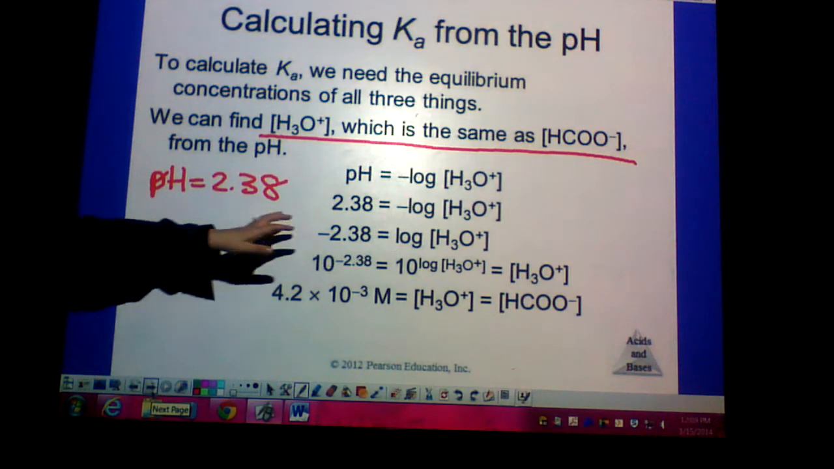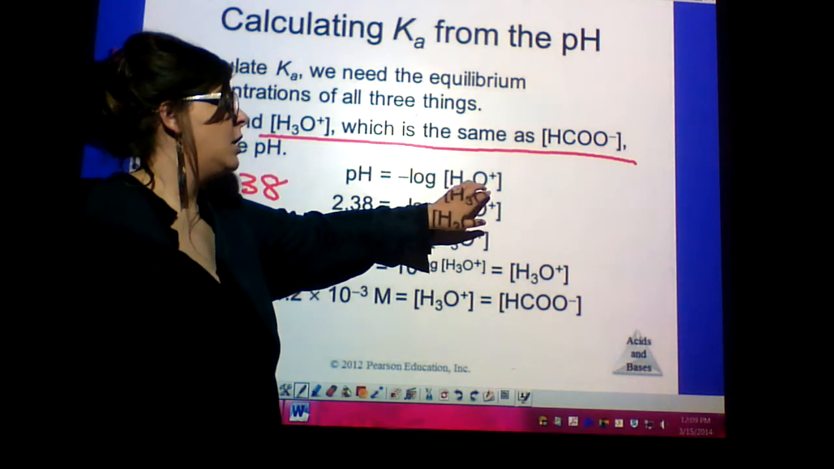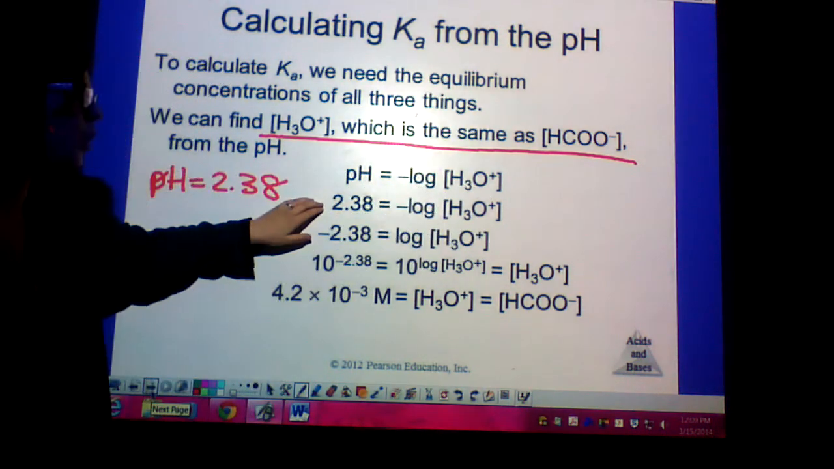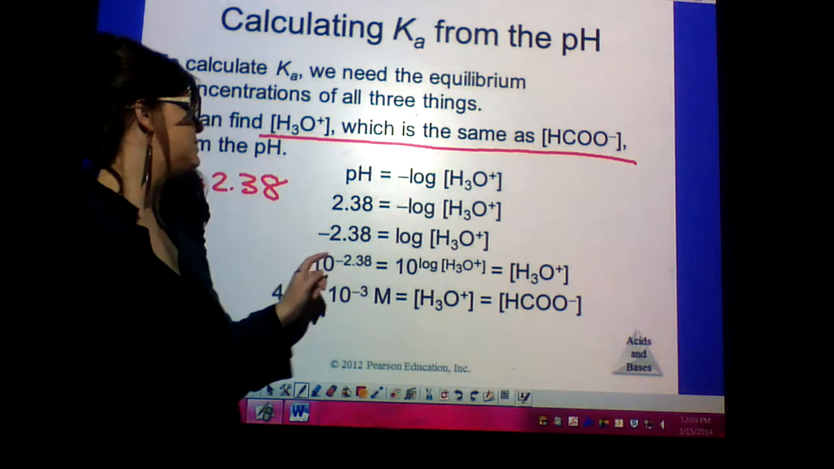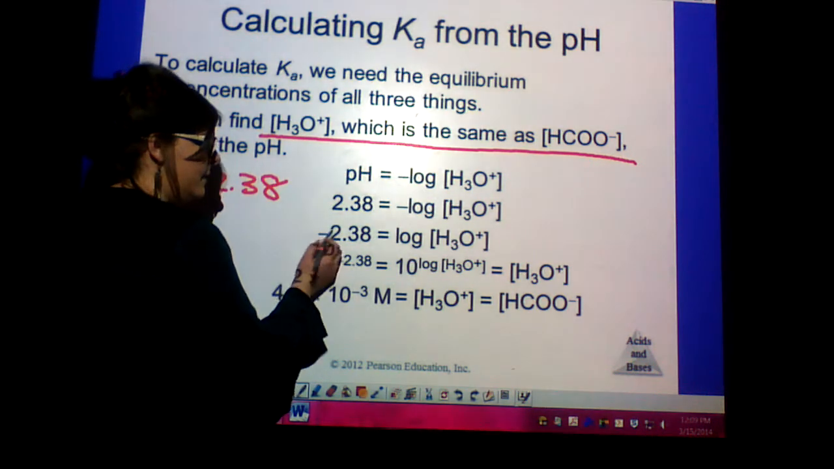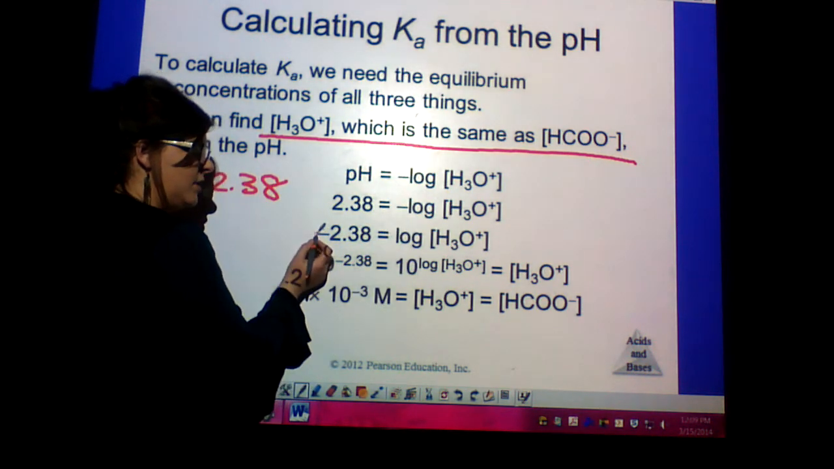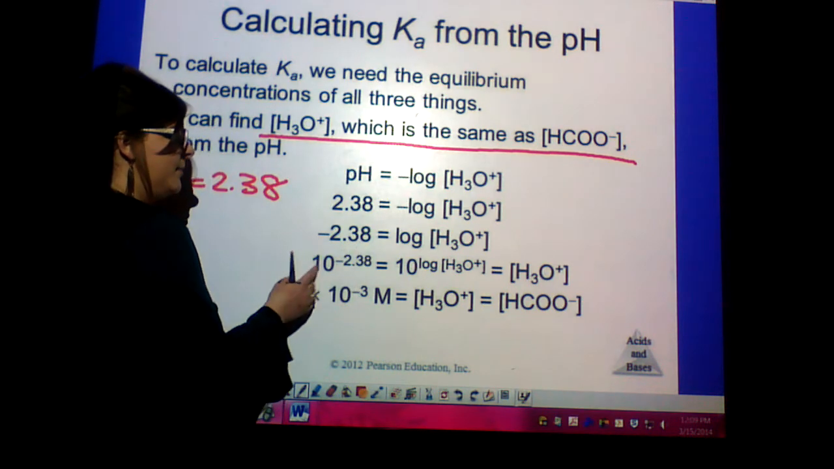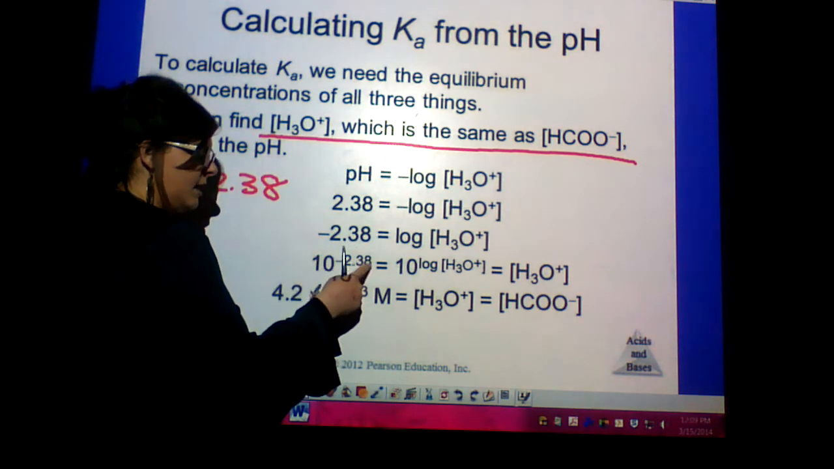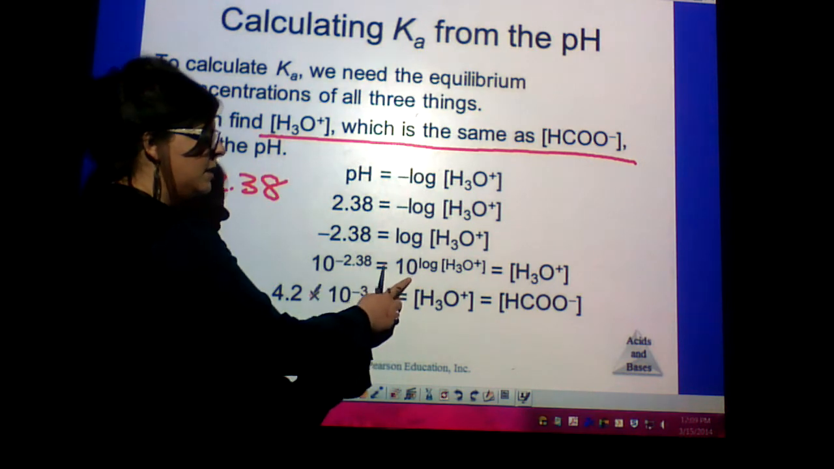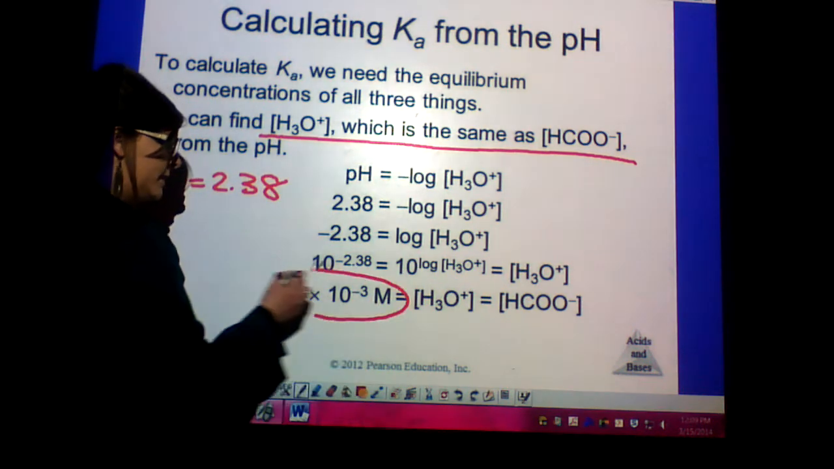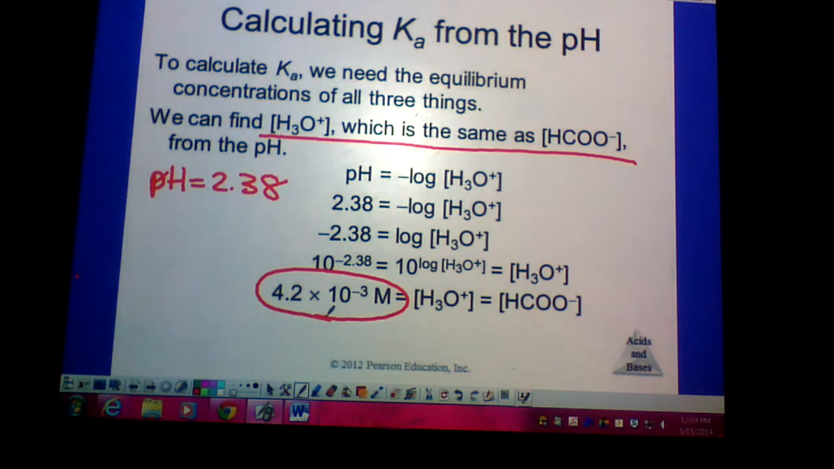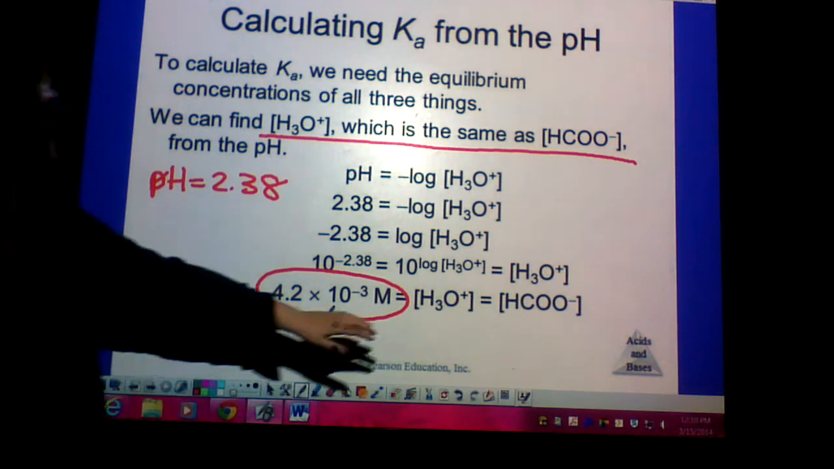So first of all, I could say pH is equal to the negative log of hydronium concentration. I know pH is 2.38, so I can find the concentration. Let's take the negative over to this side: negative 2.38. I'm going to take 10 to this power, and that's going to equal my hydrogen concentration. If I do that in my calculator, the hydronium concentration is equal to 4.2 times 10 to the negative third.